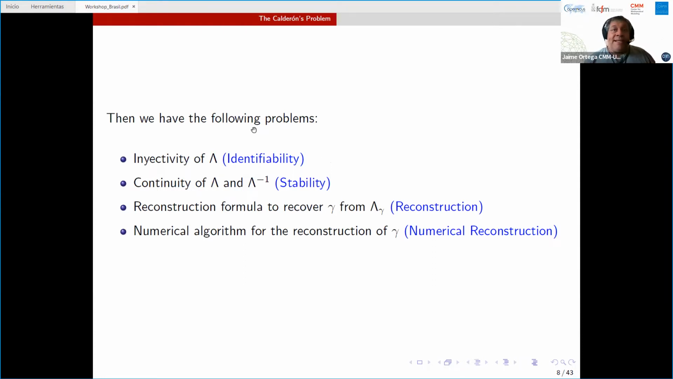The first one is injectivity. That means if all the measurements on the boundary are equal, that implies that the conductivity is equal. That is, if I have two different materials, is it possible to obtain the same measurement for two different materials? This is the first question. The second one is: if the measurements on the boundary are similar, what can we say about the conductivity? Are the conductivities similar? This is the so-called stability. Of course, people want to recover gamma from the measurements. These are the typical four questions in inverse problems.